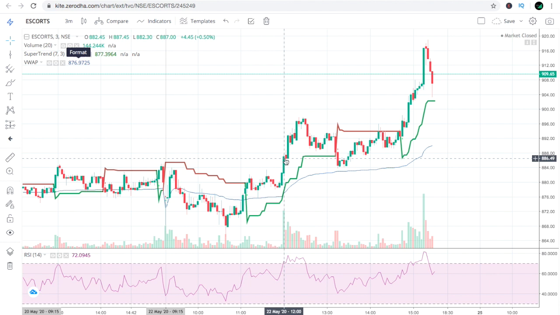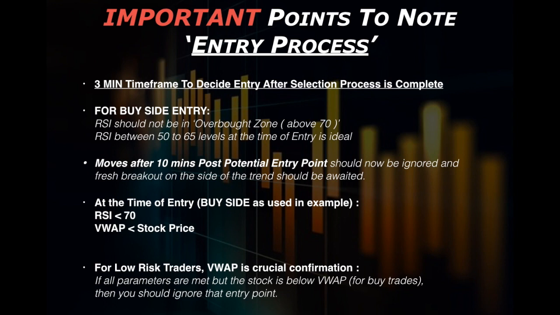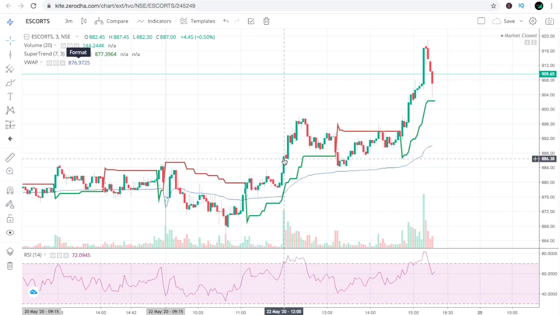Our other guideline said that moves after 10 minutes post potential entry point should be ignored. So as per our guidelines, if in 10 minutes it does not qualify for our entry process, we should ignore that particular breakout. For Escorts, we see that until 12:15 it was trading constantly in the overbought zone on RSI and hence this particular move was ignored.